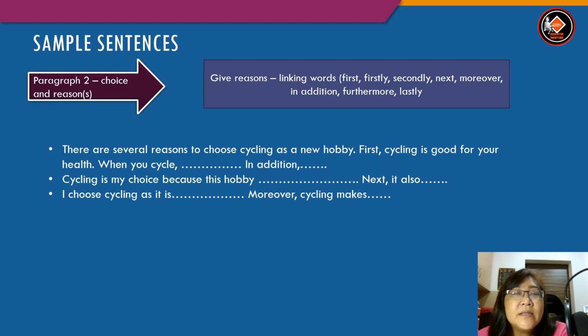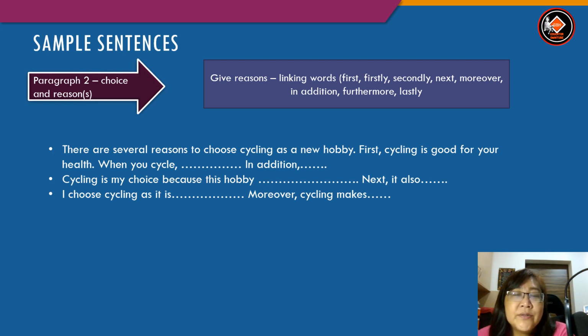Remember, these sentences are for paragraph 2, where you make your choice and also provide your reasons. So remember, you have to give reasons and also use the linking words or connectors like first, firstly, secondly, next, moreover, in addition, furthermore, lastly, and others. For example, there are 3 sample sentences here.